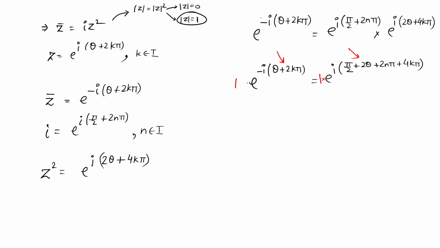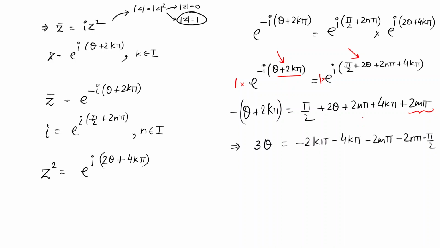They have a modulus of 1 only. It's just that their phase angles should match, or maybe they can differ by some multiple of 2 pi. So that's why I again add 2m pi here, m being another integer. Okay, and then we figure out what theta is. So 3 theta is this, so theta would be like this.